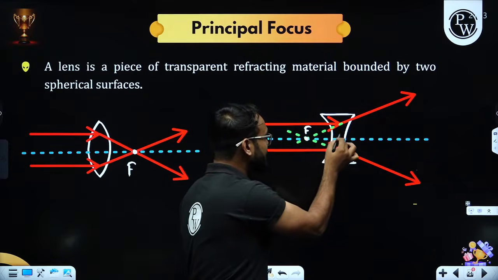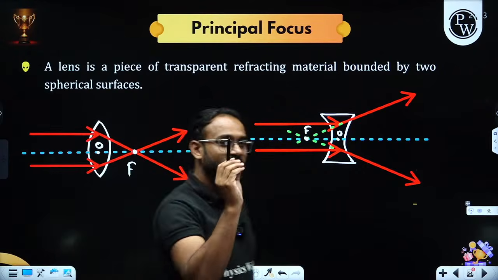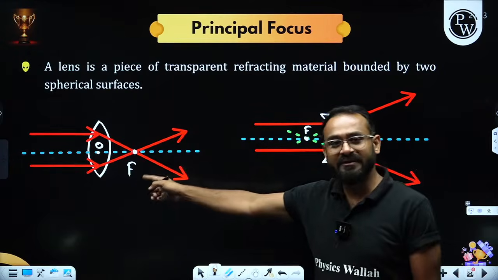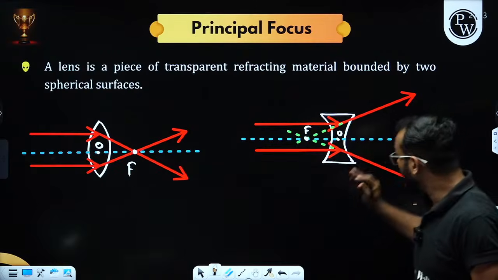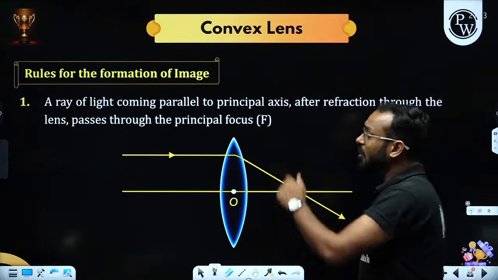This is the optical center. Clear? This is how we can make the principal focus for both of them. For a convex lens, it will be on the right hand side. For a concave lens, it will be on the left hand side. Okay. Formation of image.